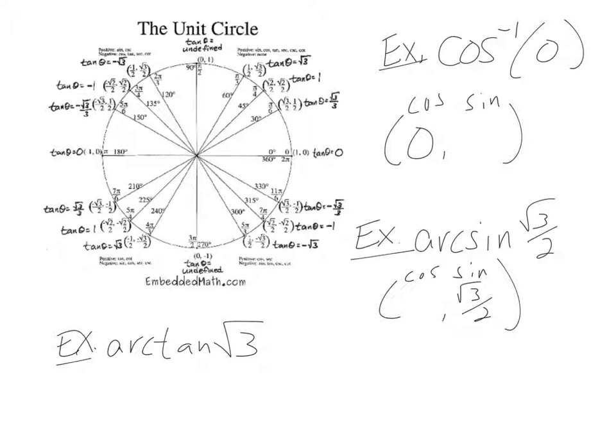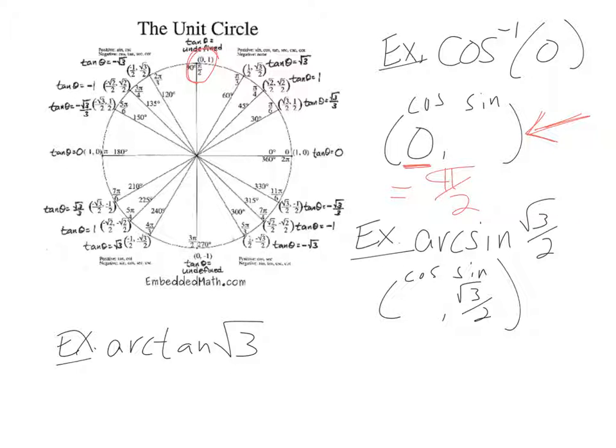We're trying to find on the circle the top half only, because it's cosine, where cosine equals 0. So we're looking at the parentheses to find what looks like this. The cosine value is 0, and it doesn't matter what the sine value is. So on the top half of the circle, where the cosine is 0, is at the very top, at pi over 2. So the inverse cosine of 0 is pi over 2.